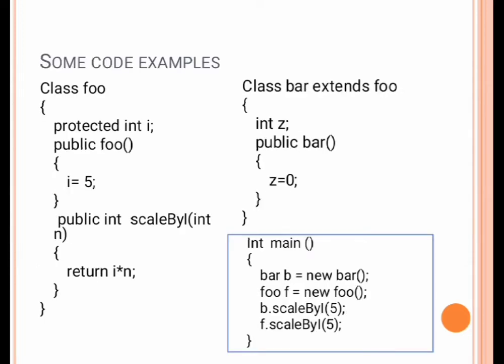For example, there is a code: class foo has a protected int i, and public foo sets i equal to 5. There is a public int method which returns i into n. Class bar extends foo and has a variable z, with a bar method setting z equal to 0, and in main the objects are created and then methods are called using object dot method. This is simple code, but if instead of int I put Integer, then there will be an error.